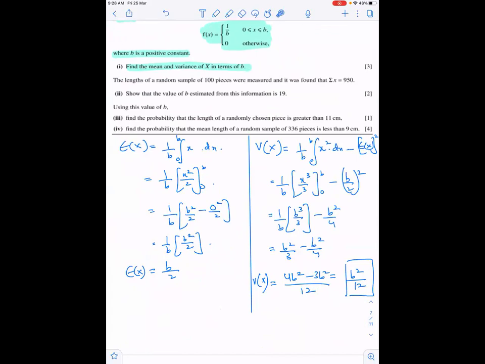Then it says the length of a random sample of 100 pieces were measured, but it was found that summation x is 950. Show that the value of b estimated from this information is 19. Can you tell me how do we go about doing this part? We already have the mean with us.